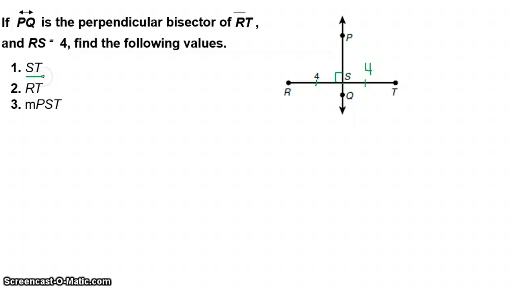Number 1, the length of ST. Come over here, and yes, we know what it is. It is 4. The length of RT, so the length of R all the way to T. We use our segment addition postulate, 4 plus 4, and so we would get 8. And now we want the measure of angle PST. Do we know what that is? We sure do. We know these are perpendicular. We already put our symbol in, and we know that that's 90 degrees.